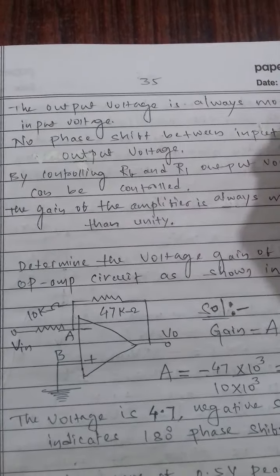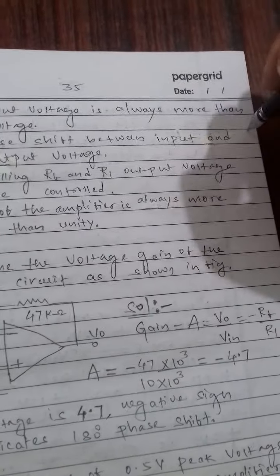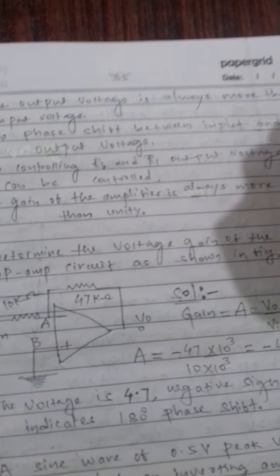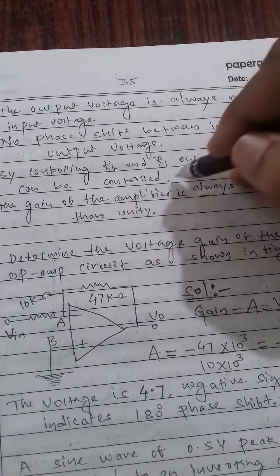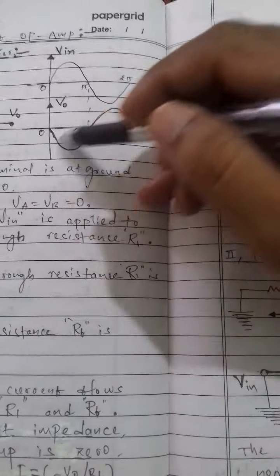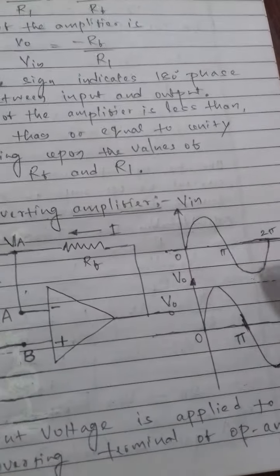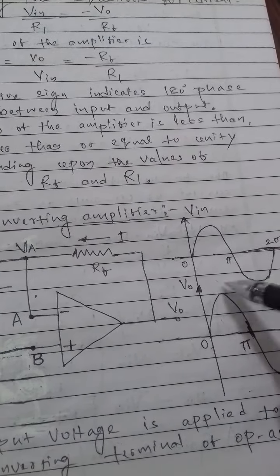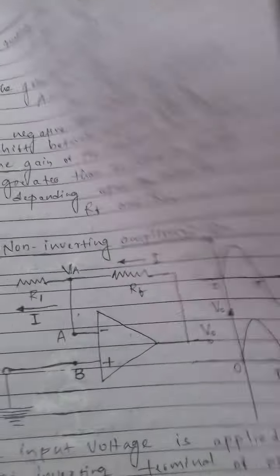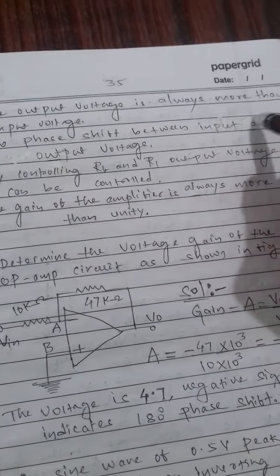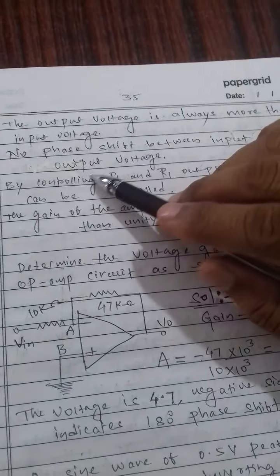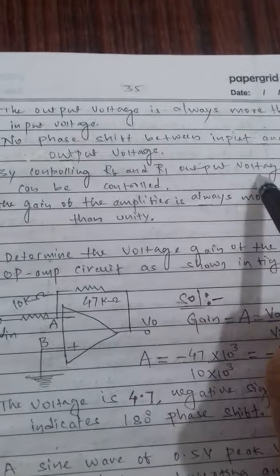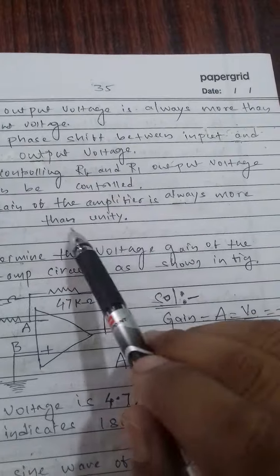The output voltage is always more than the input voltage. There is no phase shift between the input and the output voltage. By controlling RF and R1, the output voltage can be controlled. Here are the waveforms for the inverting amplifier, with the input voltage and the inverted output voltage, and for the non-inverting amplifier, here it is the input voltage and here the output, greater than the input voltage, 2 times the input voltage. So the output voltage is always more than the input voltage, with no phase shift between input and output. By controlling RF and R1, the output voltage can be controlled. The gain of the amplifier is always more than unity.